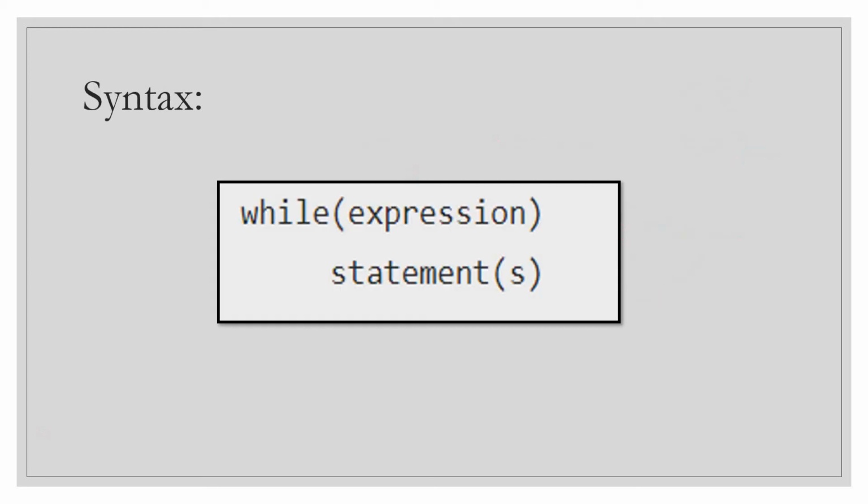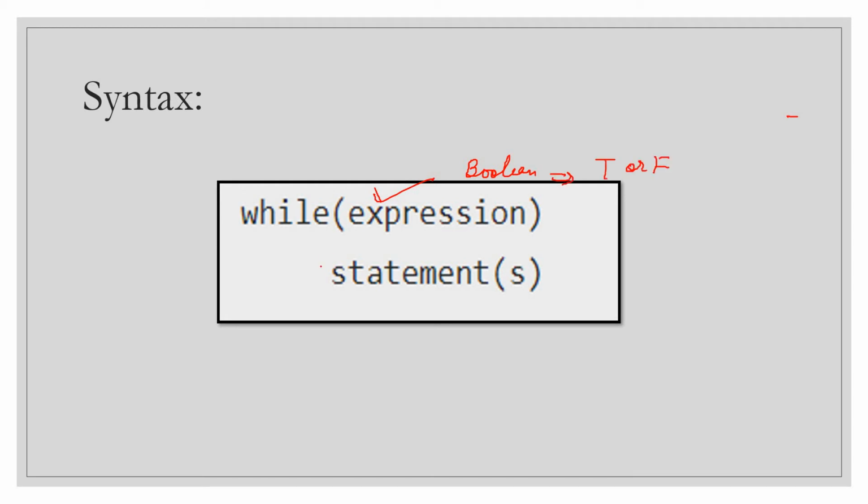Now let's move on to the while loop. This is the syntax of the while loop. We'll use the keyword while. While is the keyword for the loop. The name of the loop is while, all in small letters. Then we'll have an expression. This is a Boolean expression, that is, this expression should return either true or false.